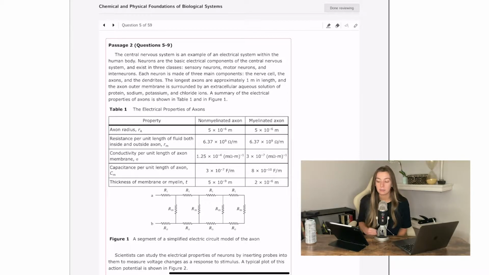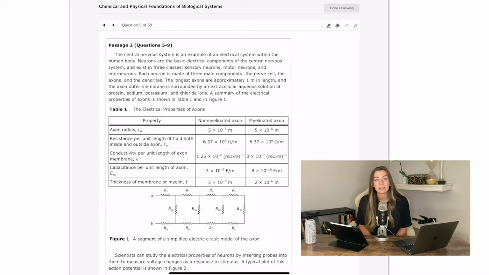Then I would skim through the properties. Okay, we have axon radius, resistance per unit length of fluid both inside and outside the axon, conductivity per unit length, capacitance, and thickness of the myelin or the membrane. So I've picked up on a few basic sciences already, right? Resistance, conductivity, capacitance. Those are all things that we should know a little bit about before entering the MCAT. So I'm going to make a mental note of those. But really, there's so much on this table. I would pretty much do just that. I would just skim the properties.